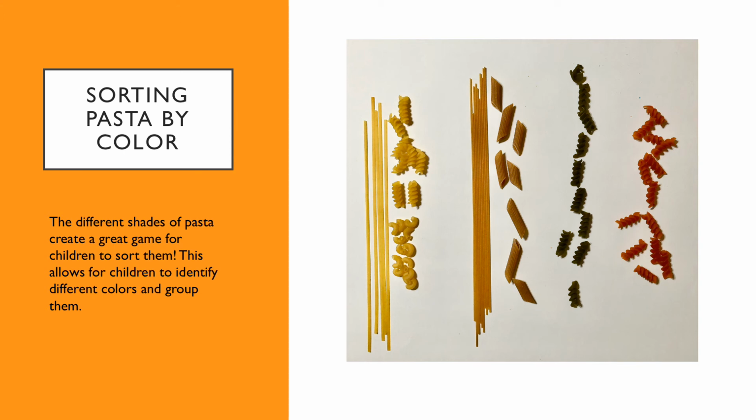Sorting pasta by color. Similar to the activity that you can do with the cereal, you can find an object in your house that has a similar color to the color of the pasta and have them pick out those colors. Or you can say, which of these pastas is the lightest color, and have them pick that out. And you can say, which of these pasta is the darkest color, and have them pick that color out and put them into piles.